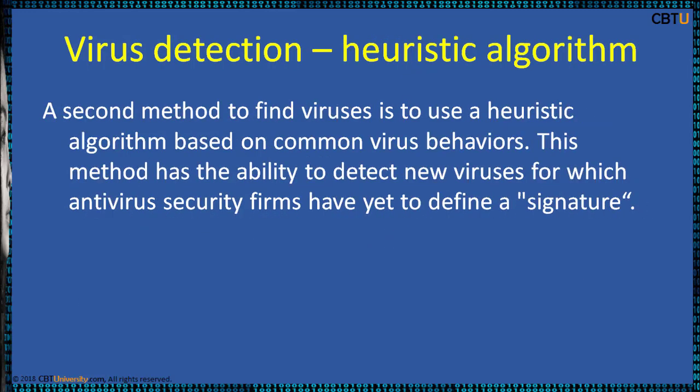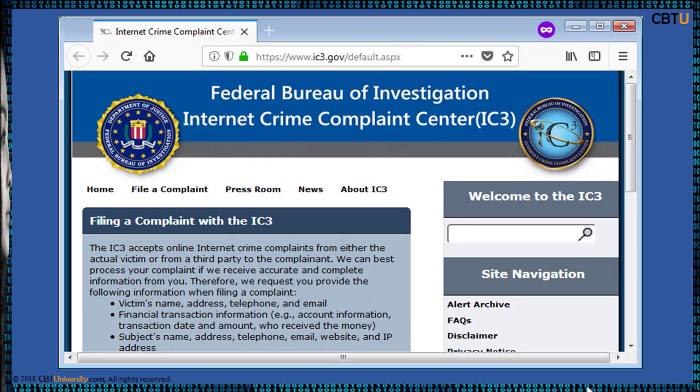A second method to find viruses is to use a heuristic algorithm based on common virus behaviors. This method has the ability to detect new viruses for which the antivirus security firms have yet to define a signature. This is the webpage of IC3.gov. Anyone can register an internet crime complaint here.